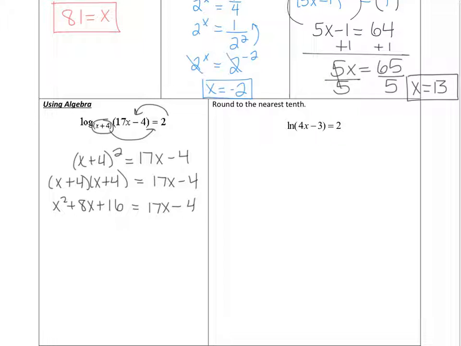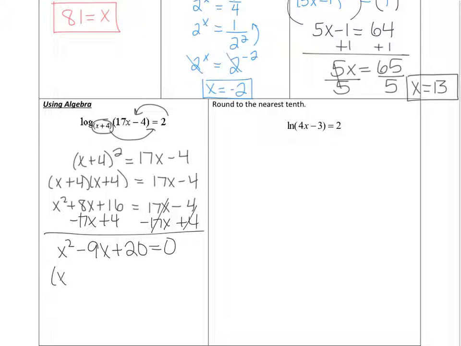Okay, here we go. So minus 17x plus 4. You should have gotten x squared minus 9x plus 20 equals 0. x minus 5, x minus 4. x is equal to a positive 5, and x is equal to a positive 4.